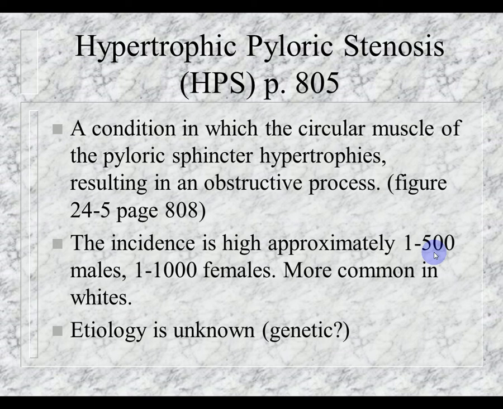The incidence is high, usually 1 in 500 males, 1 in 1,000 females, and it's more common in Caucasians. Now, the genetics, the etiology, the verdict's out, but it has been my experience with children that for the most part, if I start asking questions, I will find that there was someone in the family who also suffered from HPS.